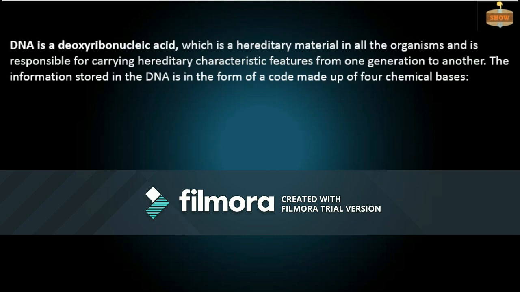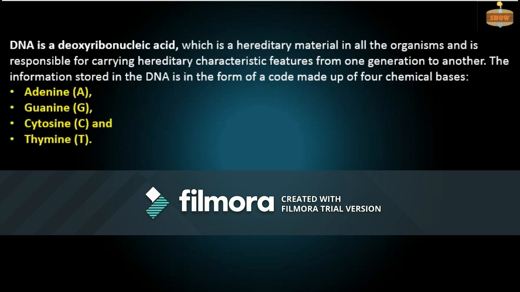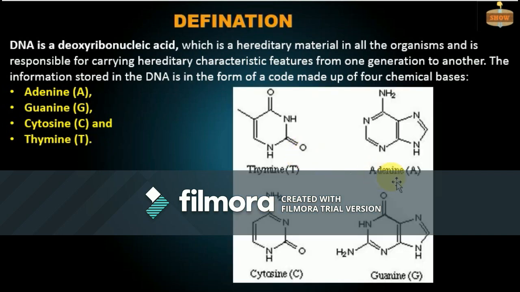The information stored in the DNA is in the form of a code made up of 4 chemical bases. These 4 chemical bases are A, C, G, T. A is adenine, G is guanine, C is cytosine and T is thymine. You can remember this alphabetically, because it will be very easy for you to remember A, C, G, T. So how do they look? This is the adenine structure, this is cytosine structure, this is guanine structure and this is thymine.